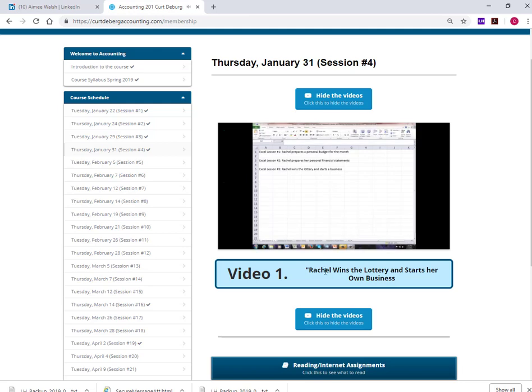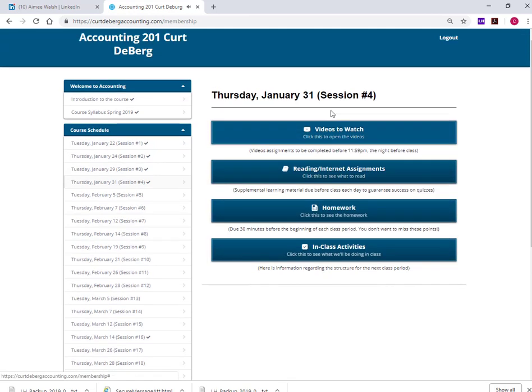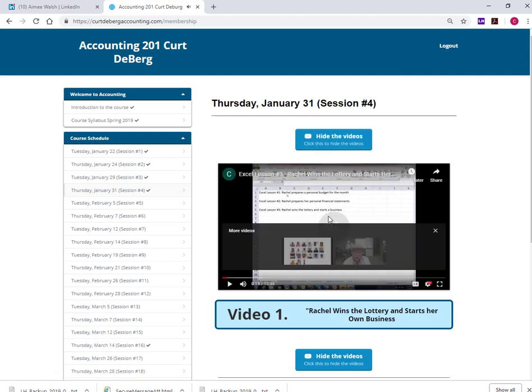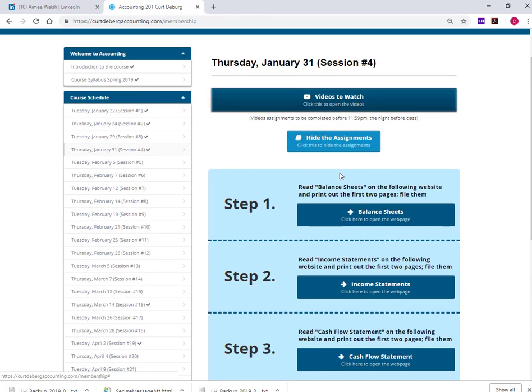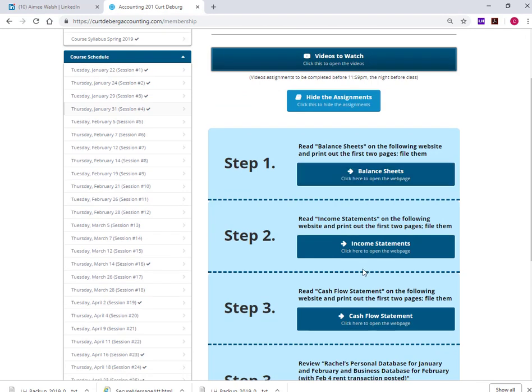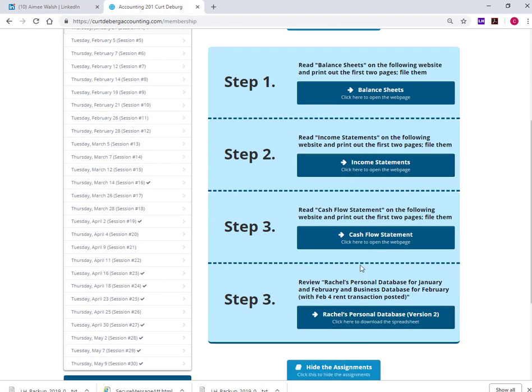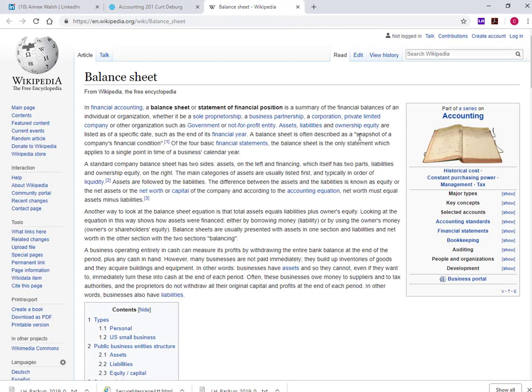Students watch the video. In lesson 1, Rachel prepared her personal budget for the month of January. Let's pause that. And then the internet assignments, they either go to Wikipedia or they go to things that I've written myself. Now, why Wikipedia? Because that's pretty darn informative. I didn't need to go to any textbook to do that, and that's 1 page of vital information. It's not 3 pages. If they want more information, they can dig deeper into this.